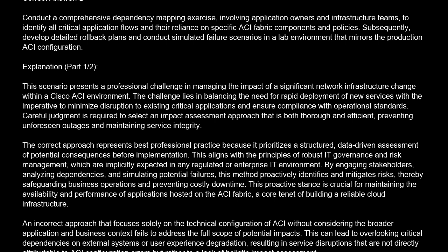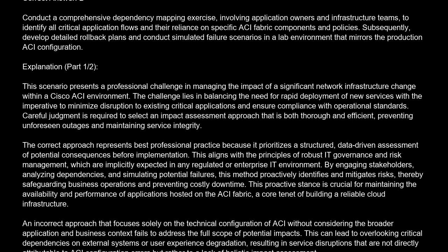By engaging stakeholders, analyzing dependencies, and simulating potential failures, this method proactively identifies and mitigates risks, thereby safeguarding business operations and preventing costly downtime. This proactive stance is crucial for maintaining the availability and performance of applications hosted on the ACI fabric, a core tenet of building a reliable cloud infrastructure.